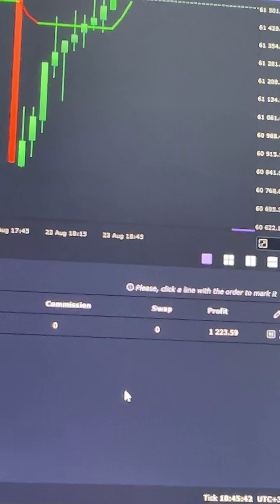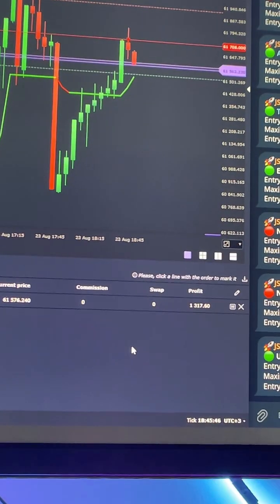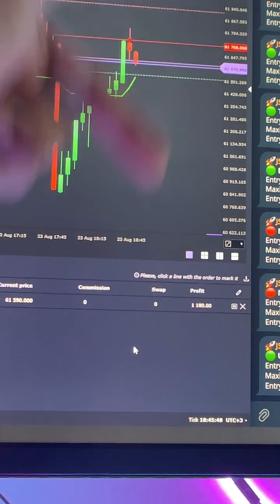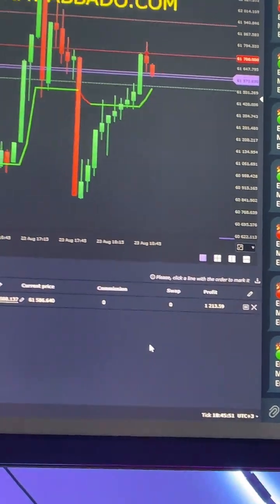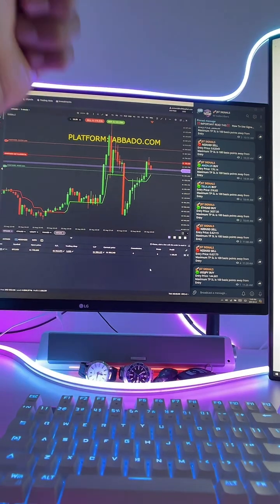We're at $1,100, $1,200 in profit on this trade that we just entered. $1,300 in profit. That is amazing. Congratulations to everybody following along.